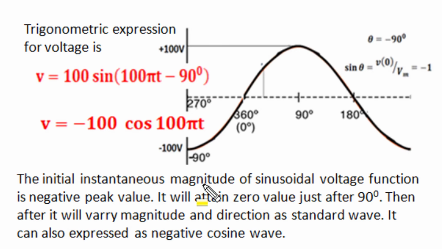So this sinusoidal signal of peak amplitude 100 volt starting from the negative peak can be written as 100 sin 100 pi t minus 90 degree, or minus 100 cos 100 pi t. Now this voltage signal, which starts from the negative peak, attains its zero value after a 90 degree phase span, and from now onwards this variation is just like a standard sine wave.